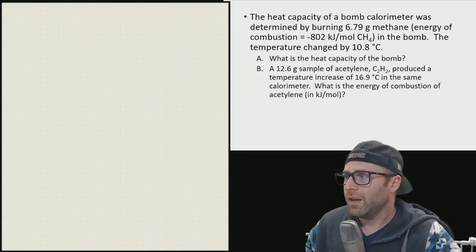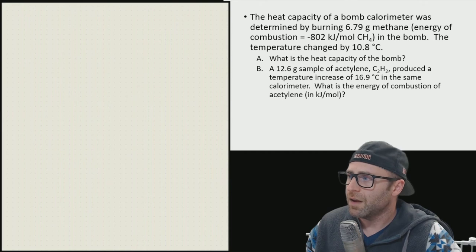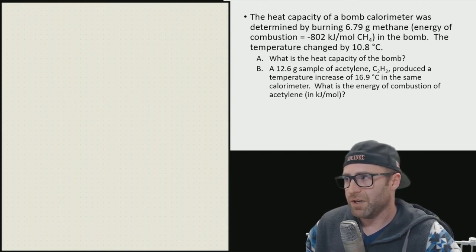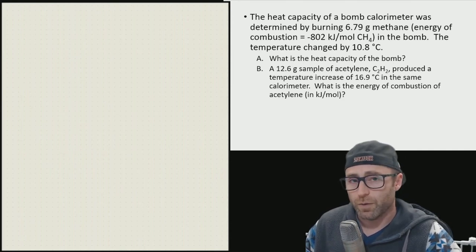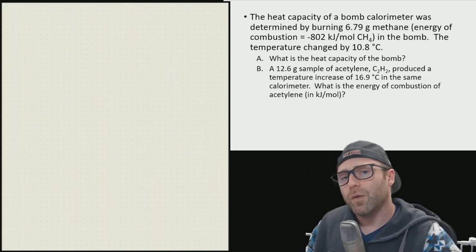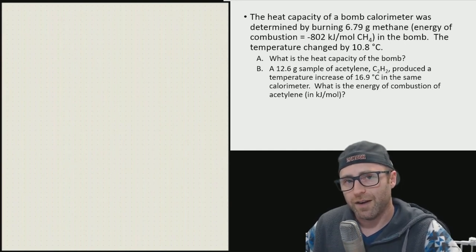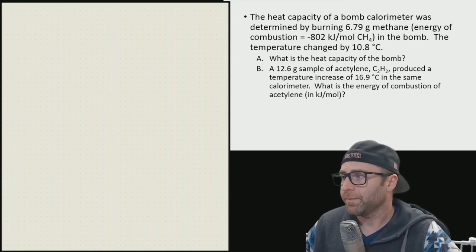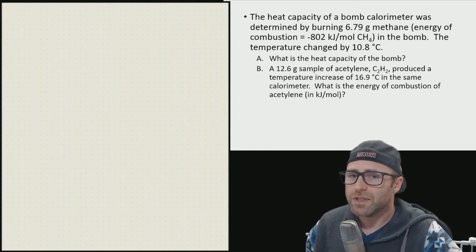So we've got a heat capacity of a bomb calorimeter, and it was determined by burning 6.78 grams of methane. The energy of combustion was equal to -802 kilojoules per mole of methane, CH4 is methane, in the bomb. Now, when we say bomb, this is not like a, it goes kind of bomb. What this is, it's a sealed container where the volume is held constant. But we burn stuff inside it. So the pressure will change, but the volume stays the same. And we can measure internal energy changes that way. The temperature changed by 10.8 degrees.